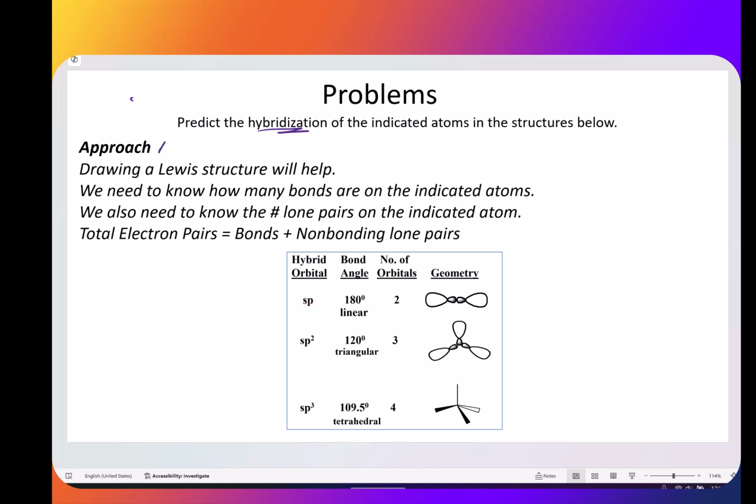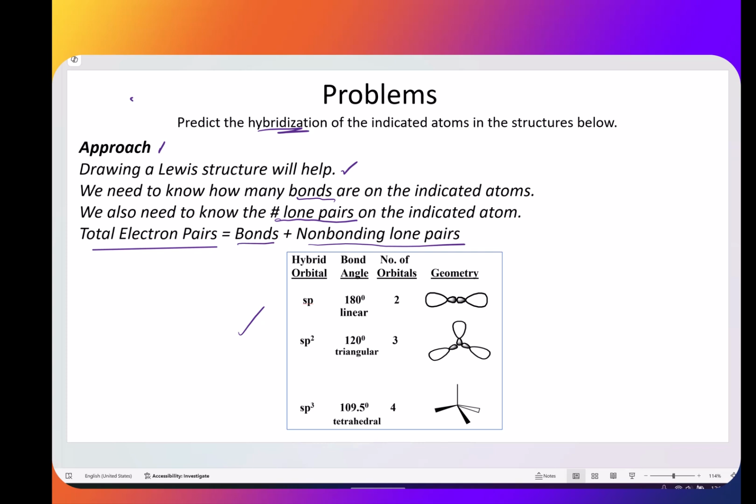So our approach is going to be to first draw a loose structure. We need to know how many covalent bonds or ionic bonds are in that structure, and we also need to count the number of non-bonding or lone pairs on the indicated atom that we're studying. We should know that the total number of electron pairs on that atom in the molecule is equal to its number of bonds plus the number of non-bonding lone pairs on it. And for hybridization, this is our template that tells us what type of hybridization is on an atom in a molecule.